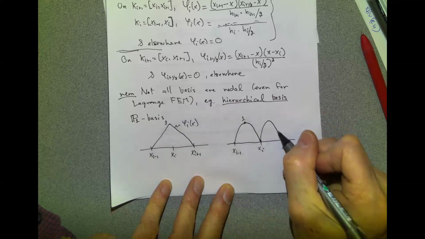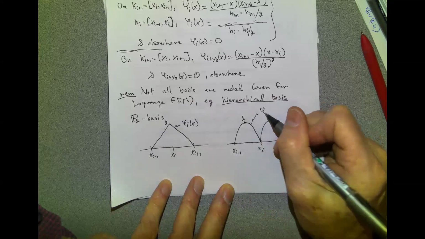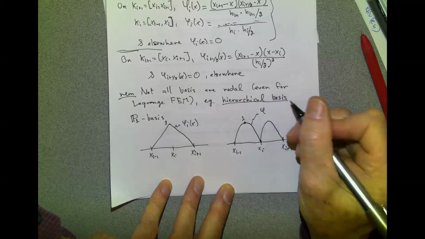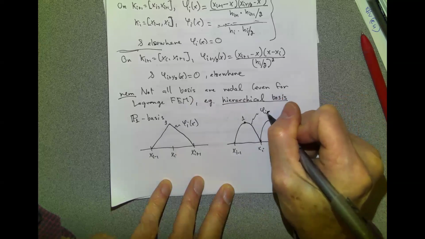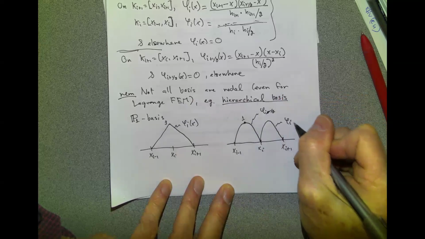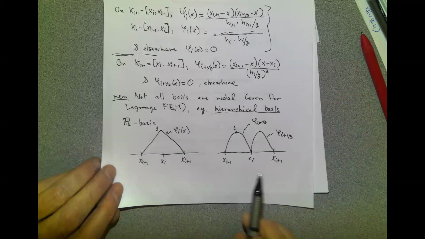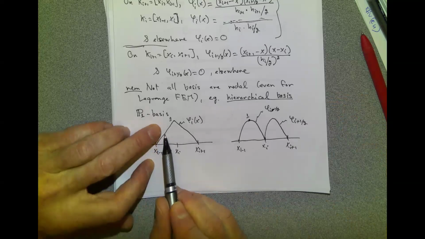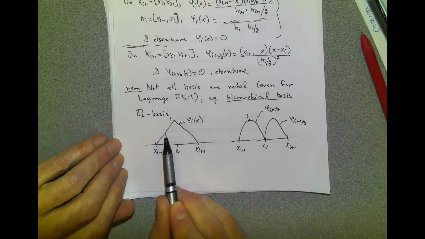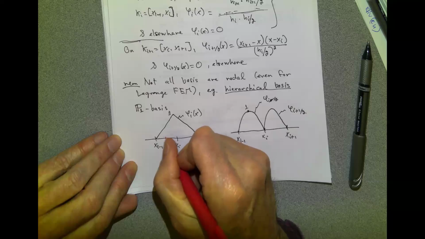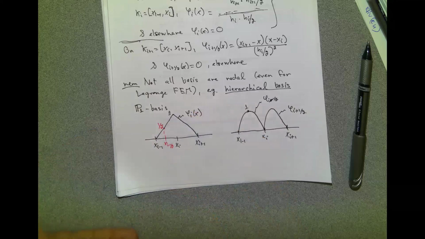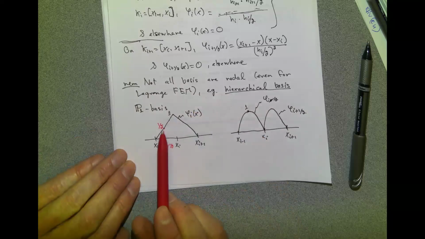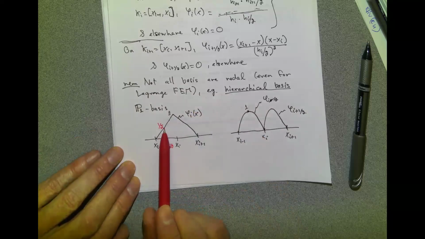And then you would add, I'm going to call it, phi_{i-1/2} and phi_{i+1/2}. So the sum of the two, but unfortunately at that point this does not take the value 0. At x_{i-1/2}, you get the value 1/2. That means your basis cannot be nodal in that case, because you have a non-zero value at the middle point.